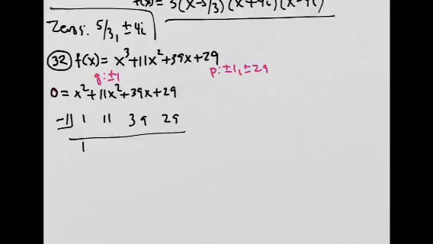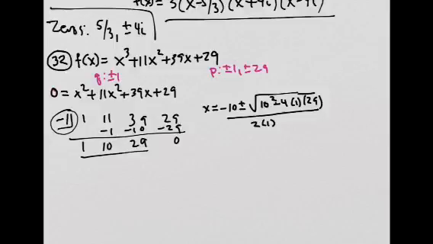So I get 1, negative 1, 10, negative 10, 29, and it worked. Okay? And so now I have this polynomial, this quadratic. It doesn't factor, so I'm going to have to use the quadratic formula. So let me set it up.